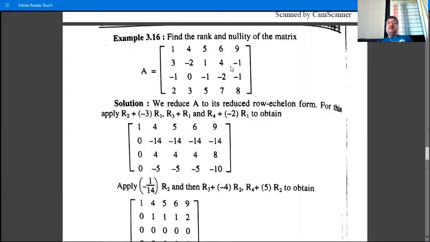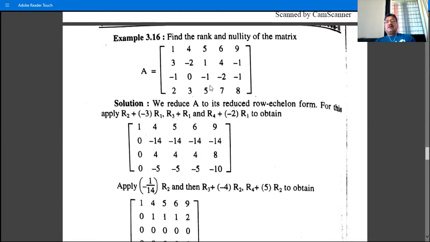Next example, find rank and nullity of the matrix. In order to find the rank of the matrix, we have to find the basis for row space or column space. And in order to obtain the nullity of the matrix, we have to obtain the basis for null space of the system Ax is equal to 0.